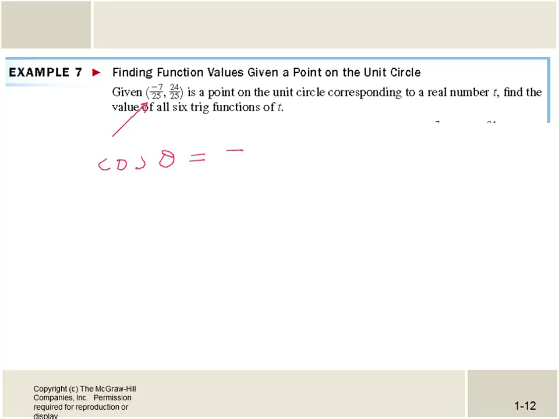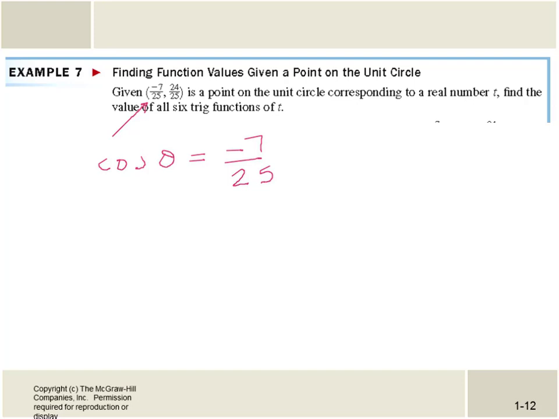It's the x value, minus 7 over 25, exactly. And so on and so forth. Does anybody have a question about this? If not, I'm not going to write them all down. Does anybody not understand what we're doing here? Speak now.